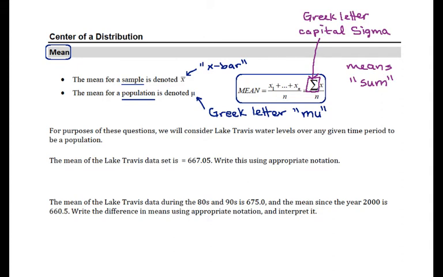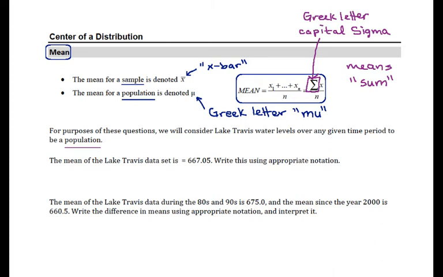So for purposes of these questions, we will consider Lake Travis levels over any given time period to be a population. You could consider it to be a sample if you wanted to think of Lake Travis water levels over a 10-year period, for example, to be representative of Lake Travis water levels over all time since the dam was built. We're going to consider it to be a population just because there are probably other factors that affect the water levels over these years, and we don't necessarily think these are representative, but one could argue it either way, which is why we're explicitly stating it here so that we know what notation to use.